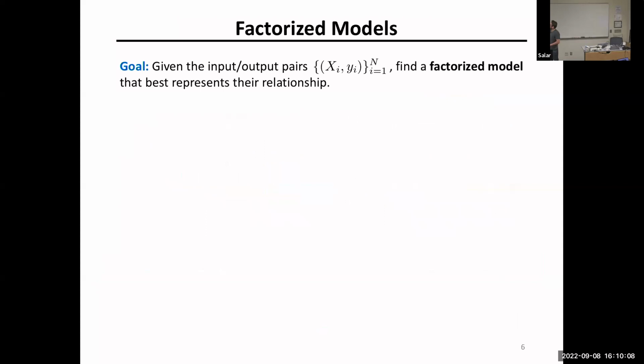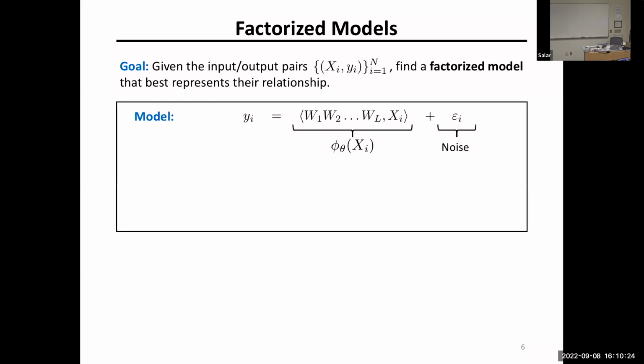Now, to do that, I'm going to focus on a special class of optimization problems in machine learning, which we call factorized models, or also linear neural networks. So what is a factorized model? We assume that the output yi is the inner product of the input xi and the product of L weight matrices or parameter matrices, W1, W2, all the way to WL. And we also assume that the measurements are corrupted with some noise. This is the model we consider.